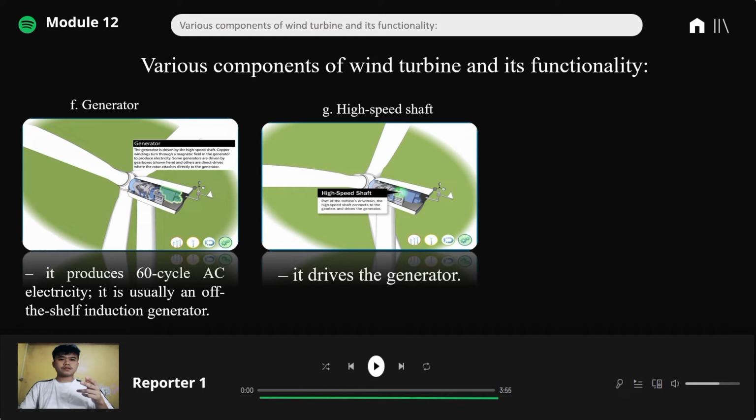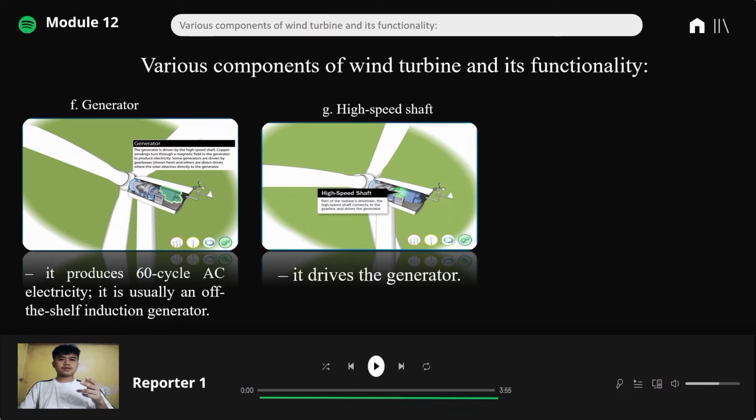The high-speed shaft is also connected to the anemometer. So the value that we get from the high-speed shaft, like the 1,000 to 1,800 rpm that I mentioned earlier, is also measured by the anemometer.